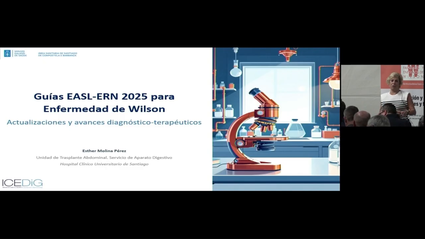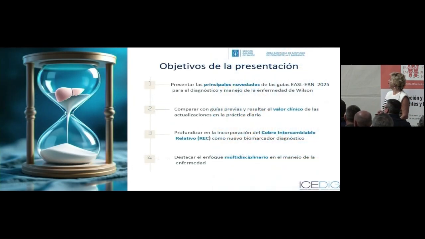So I would like to start by talking about the guidelines that have been updated. We will be looking at previous guidelines. We'll go into how important it is to have one such guide, and go deep into a significant parameter in diagnosis and follow-up, i.e. relative exchangeable copper, REC, which is a new parameter that will help early diagnosis very much, and it will allow us to be more accurate.